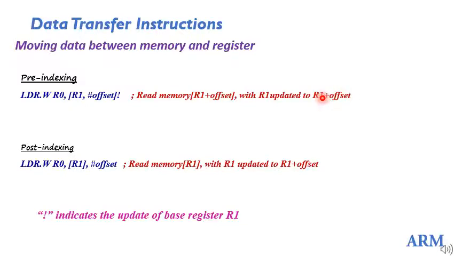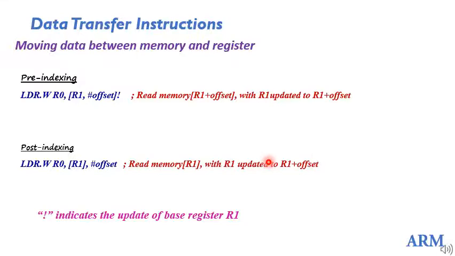In post-indexing, the example here I have taken is ldr.w r0 comma bracket r1 bracket comma hash offset. Here, as you see, the memory address that you have to access is written inside the square brackets. Only R1 is written. That means you have to load the data from the memory location whose address is in R1. That value is loaded into R0, and only after the loading is over, the base register R1 is updated to R1 plus offset.